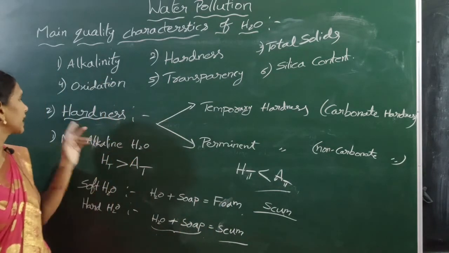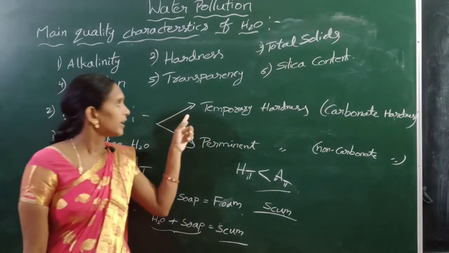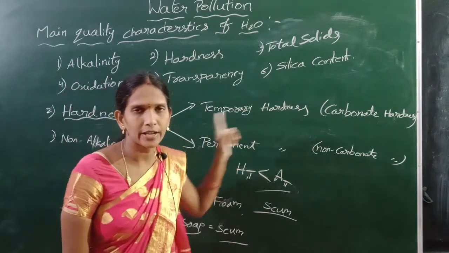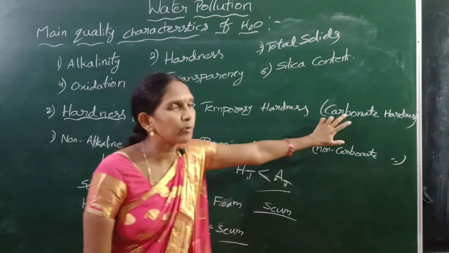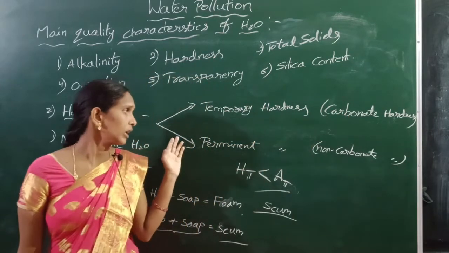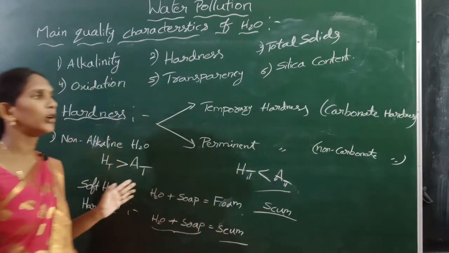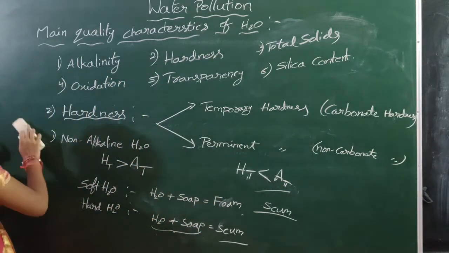The next case is hardness is again divided into two types. The first one is temporary hardness, that is carbonate hardness. The next one is permanent hardness, non-carbonate hardness. Okay, this is the hardness.